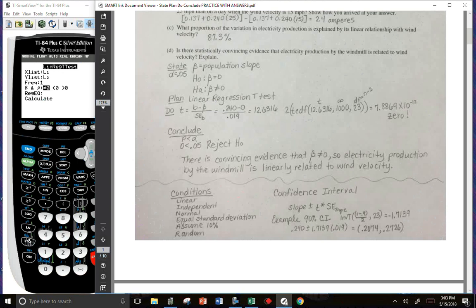If it's reject H0, there is convincing evidence, and so on. If it's fail to reject H0, there is not convincing evidence, and so on. Okay, and you'll see it. We'll do lots of examples on here. But let's try to be consistent in that. That way we make the AP grader happy.